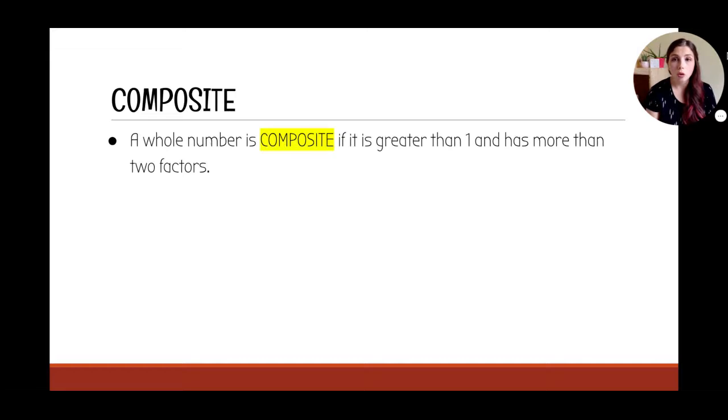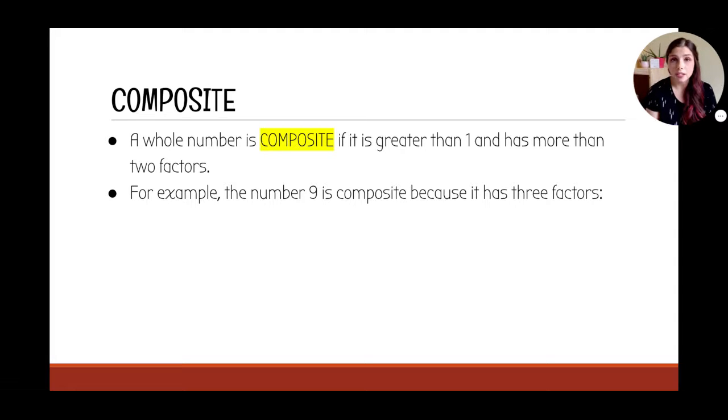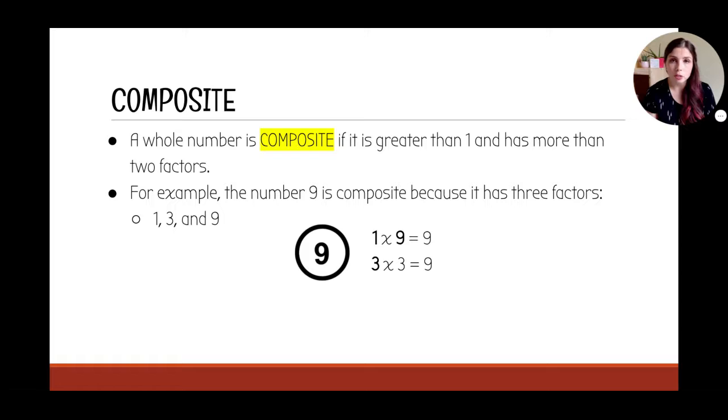Composite numbers. A whole number is considered composite if it's greater than 1 and has more than two factors. For example, the number 9 is composite because it has three factors, 1, 3, and 9. And I can put those numbers into multiplication sentences to prove it. 1 times 9 is 9, and 3 times 3 is 9. I could add a third number sentence that said 9 times 1 is 9, but I'm still using the same numbers, right? So I know that 9 is a composite number because it has three factors, 1, 3, and 9. As long as my number has more than two factors, I can call it composite.